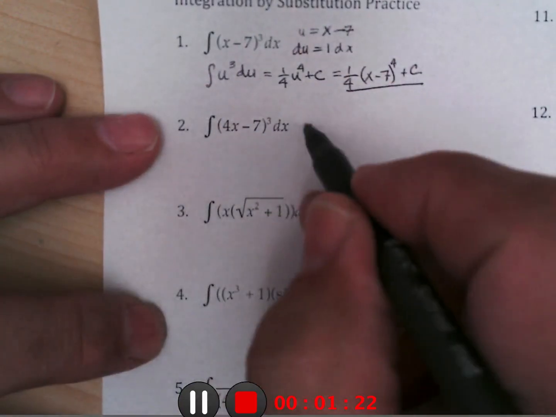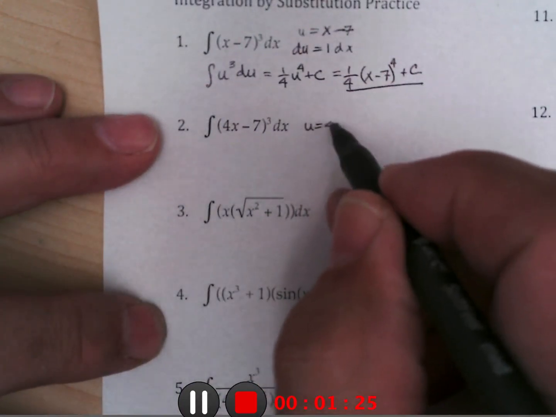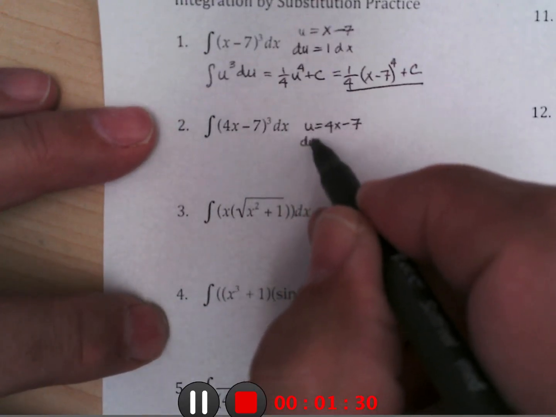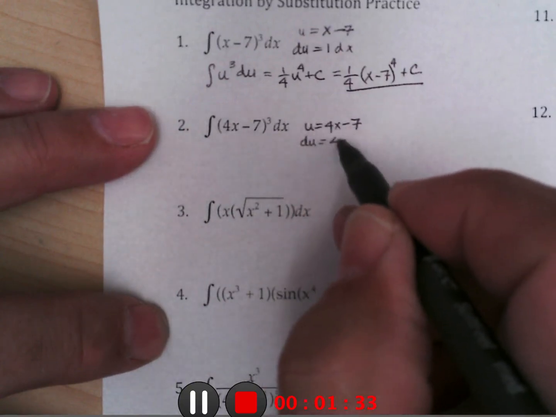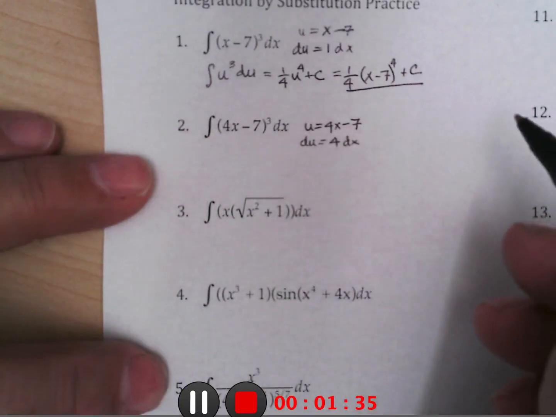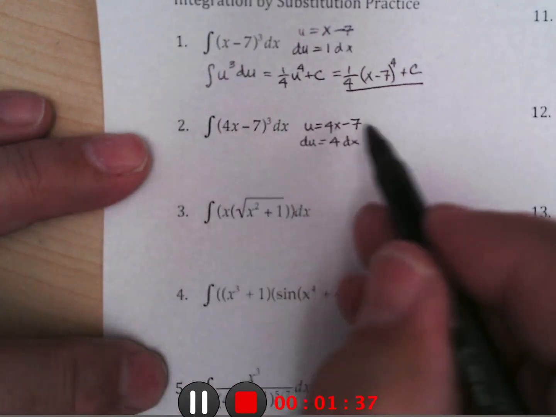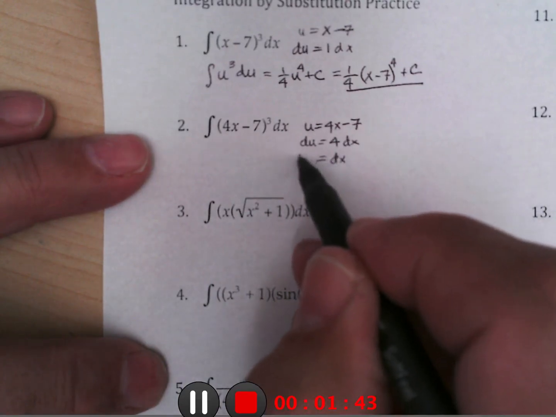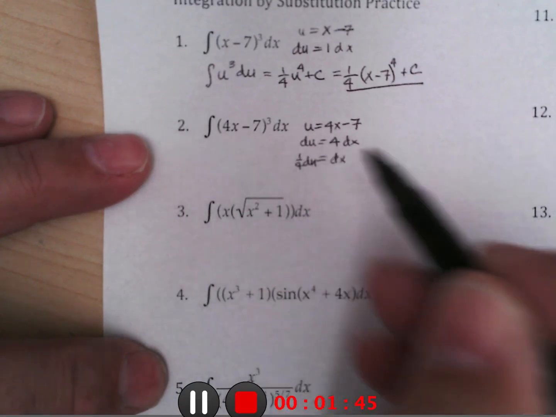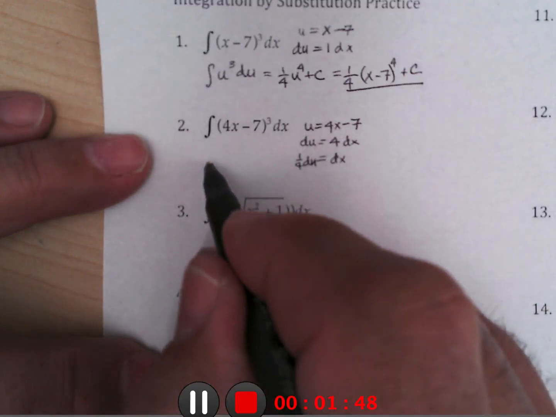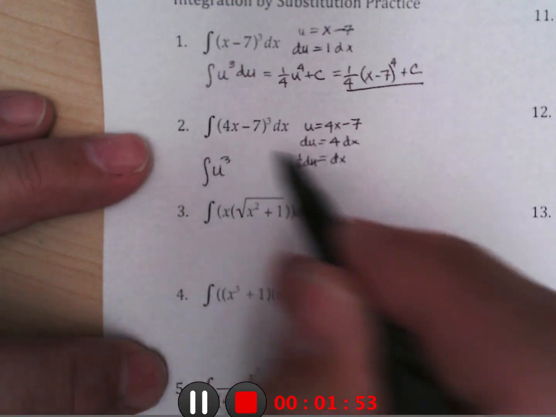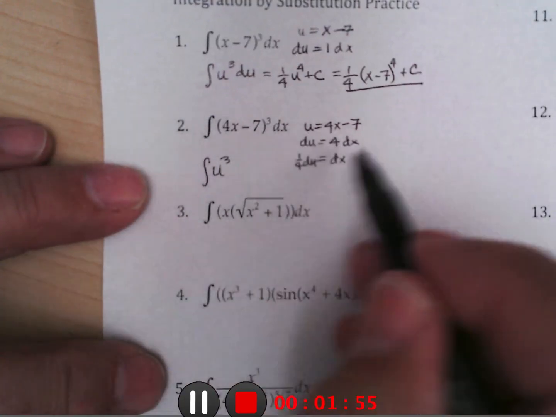2. I'm going to let u equal 4x minus 7. Derivative of this side would be du. The derivative of this side would be 4 dx. So, if I solve for dx, dx would be 1/4 du. And so this integral would become the integral of u to the third, and dx is 1/4 du.